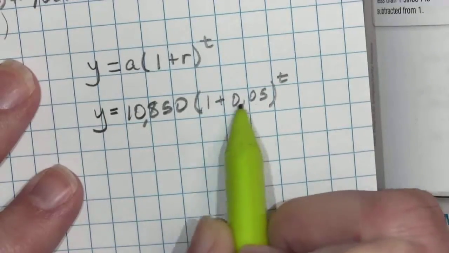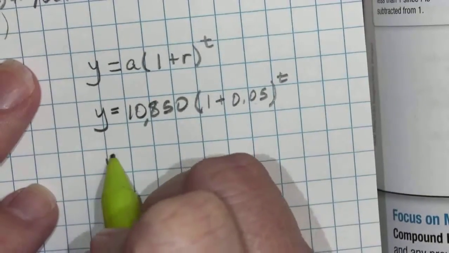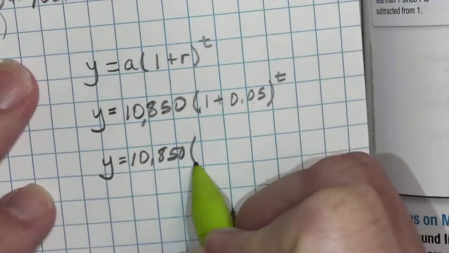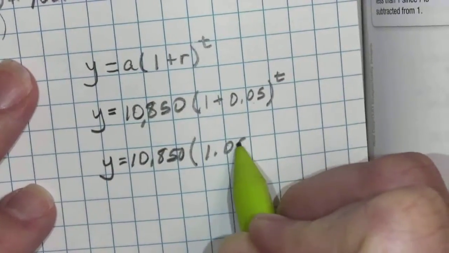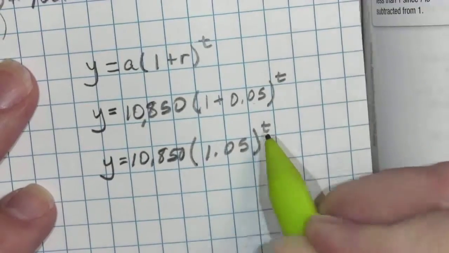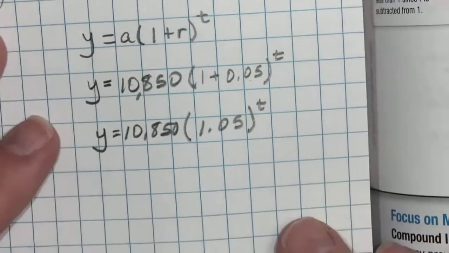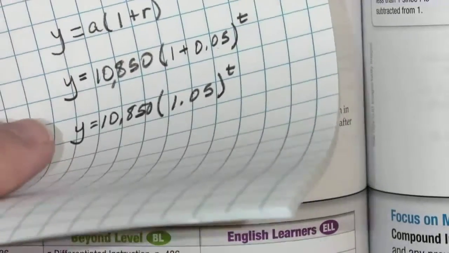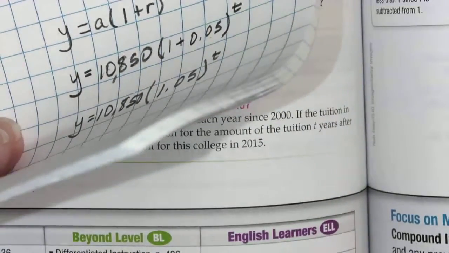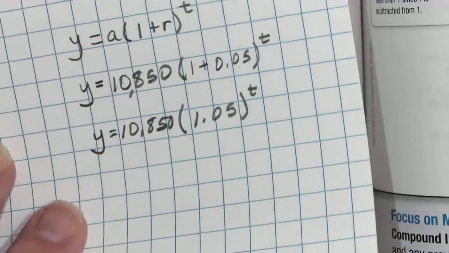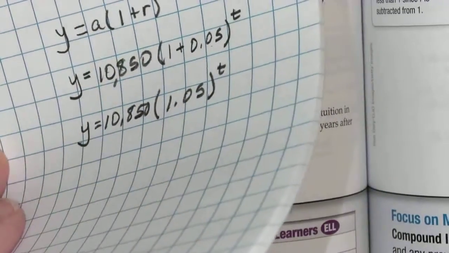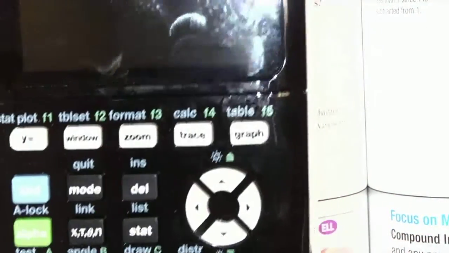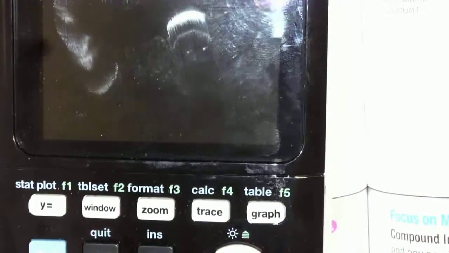Now we can simplify that by adding those two together. So we could get Y equals 10,850 times 1.05 to the T power. Now, that looks right. Yes, good. They rounded it to the nearest penny though, but yes. Okay, so if we do this on the calculator, it looks like everybody's doing a good job. So check your work with what I'm doing here.